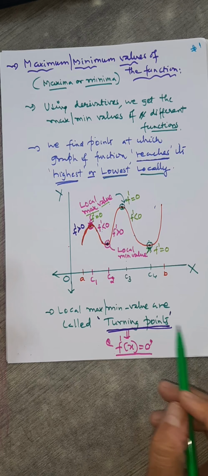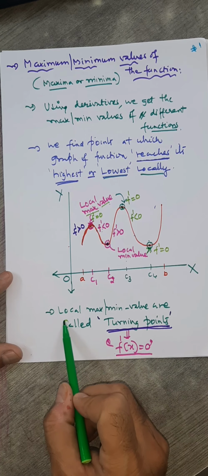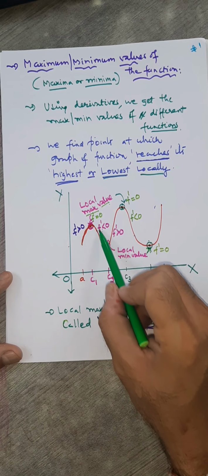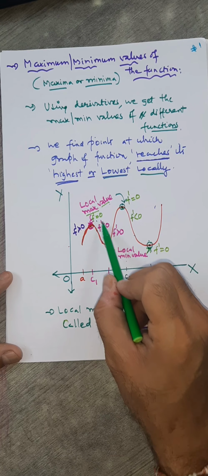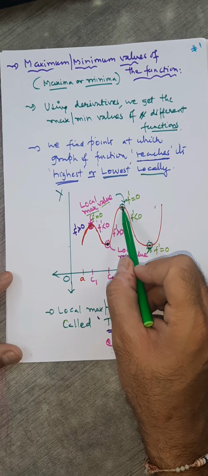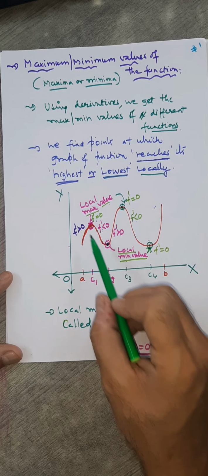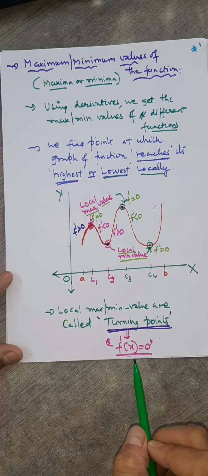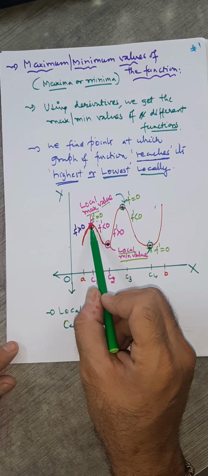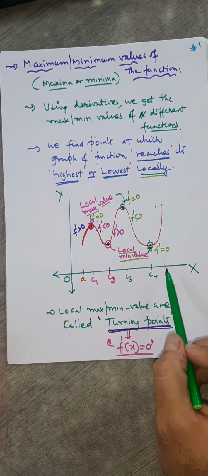If the function, I repeat, has a local maximum value or minimum value, then at that place the first order derivative must be 0. It's quite obvious from this. Positive, negative, so here it has to be 0. Positive, negative, positive, so it has to be 0. Negative, positive, so it has to be 0. So at all these turning points, the first order derivative must be 0. Here the function attains highest, here the function attains lowest. I'm emphasizing on the word locally.